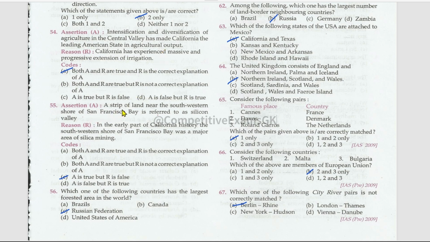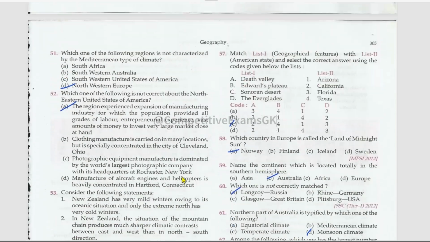Another assertion and reason. A strip of land near the southwestern shore of San Francisco Bay is referred to as Silicon Valley. Right. But the reason is false. Once read this. Which one of the following countries has the largest forested area in the world? That is the Russian Federation.